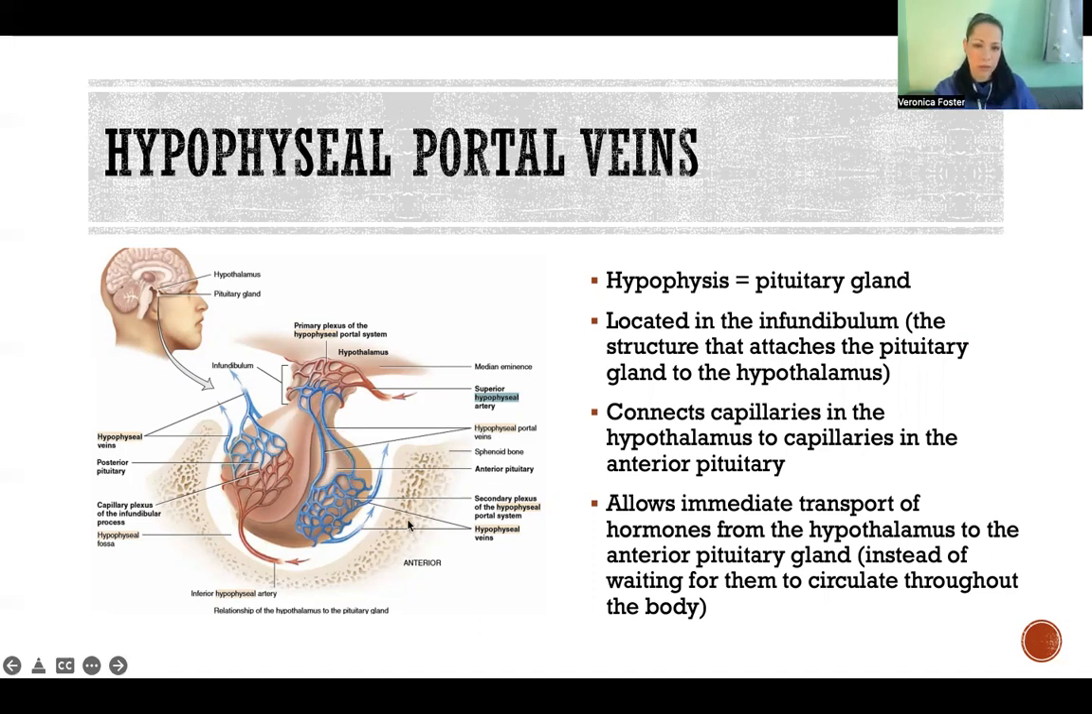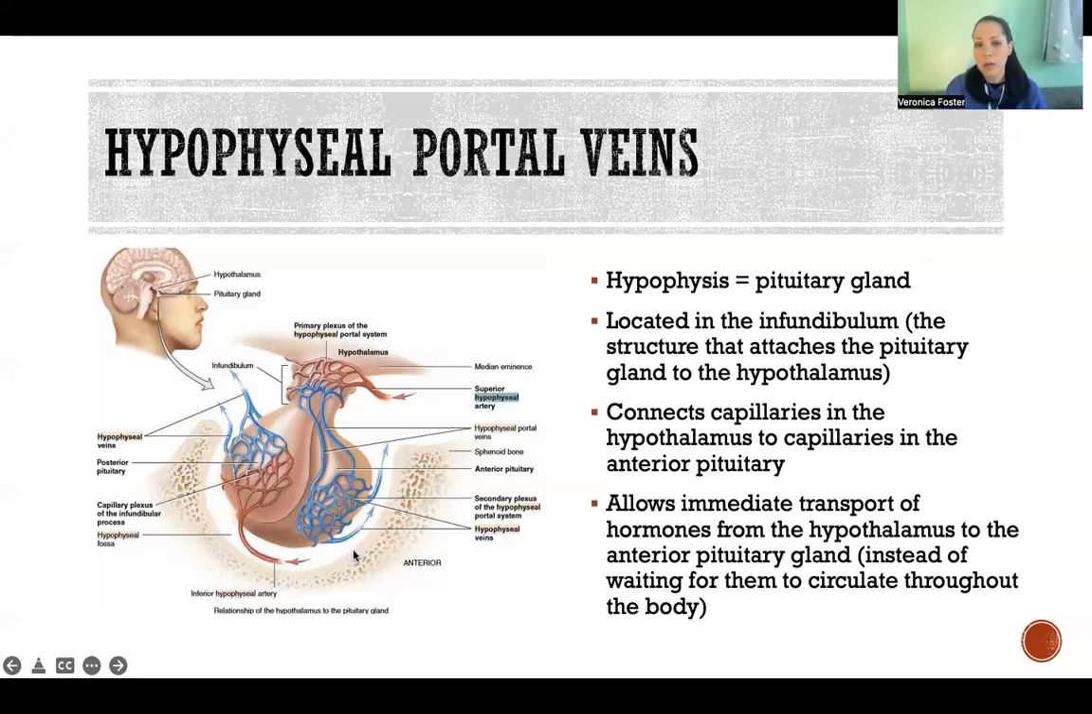And in this case, the portal veins are connecting the capillary network at the hypothalamus. So the blood just dropped off oxygen and nutrients and everything we needed at the hypothalamus. And then instead of just returning back to the heart and becoming reoxygenated, we have a little detour here. That's going straight down to the pituitary gland before it goes back to the heart to be reoxygenated.